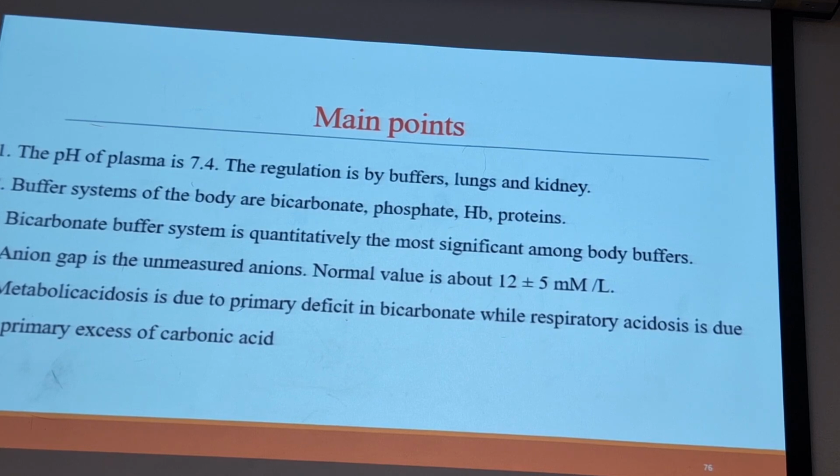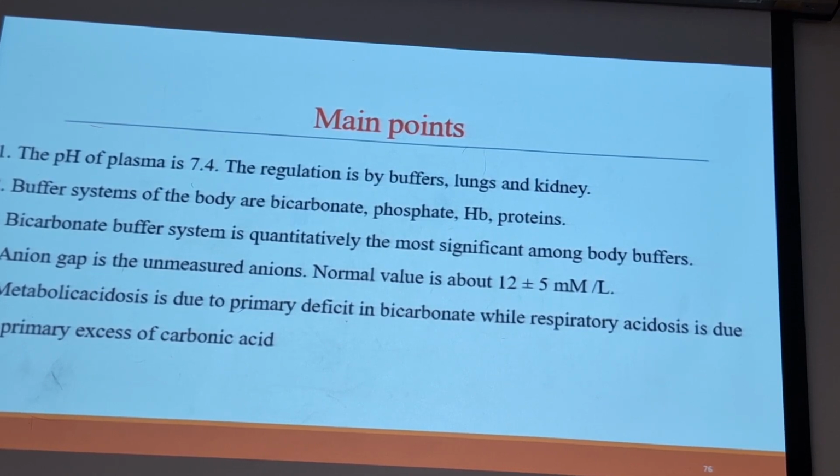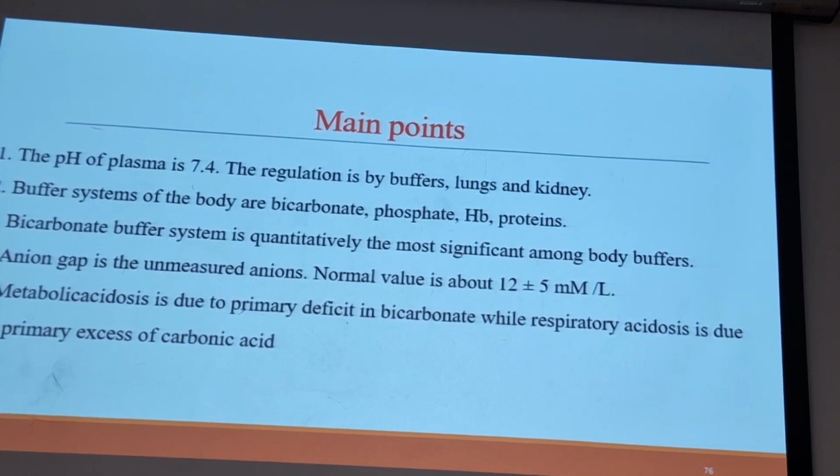So you should remember the pH of plasma is 7.4 and is regulated by buffers, by lung, and by kidney. The buffer systems of the body are bicarbonate, phosphate, and protein. Bicarbonate is the main one in the plasma.